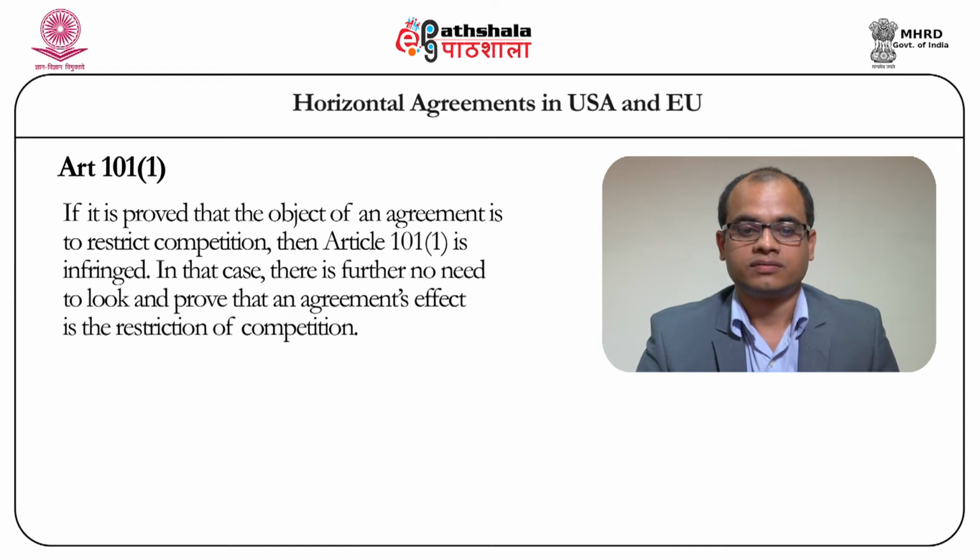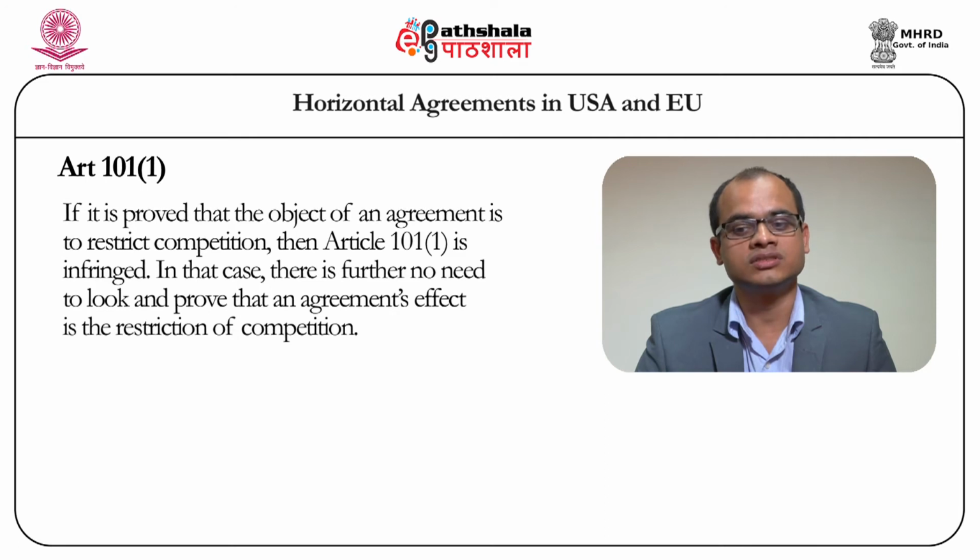So, object or effect of restricting competition. Normally, horizontal agreements or cartels like price fixing or bid rigging are seen as anti-competitive by their object. The word object implies the meaning and purpose of the agreement considered in its economic context, and object and effect are not cumulative conditions. If it is proved that the object of an agreement is to restrict competition, then it is very sure that Article 101 is infringed, but we do have recourse to Article 101 Clause 3.